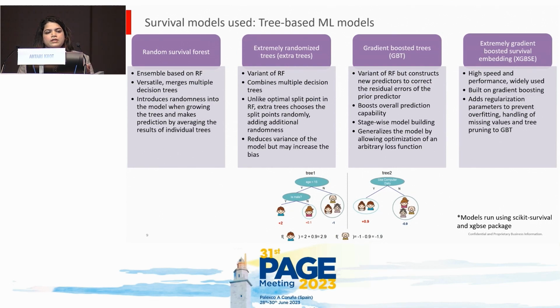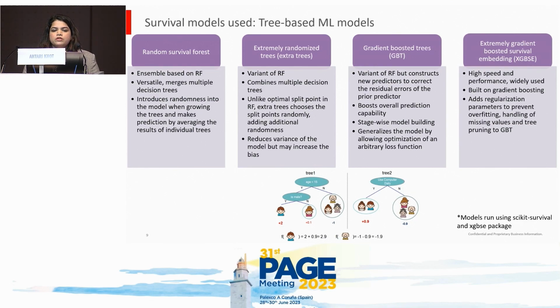And other trees, such as the extremely randomized trees, are just a variant or wrapper around a randomized tree method, where instead of finding the best split point at the nodes, it splits the data randomly. So it adds more randomness to it, and it reduces variance, reduces overfitting, but it may increase the bias.